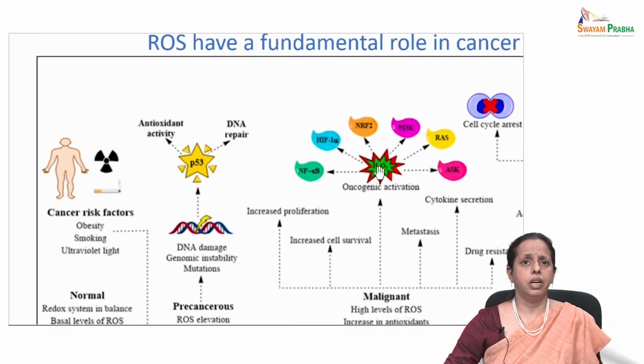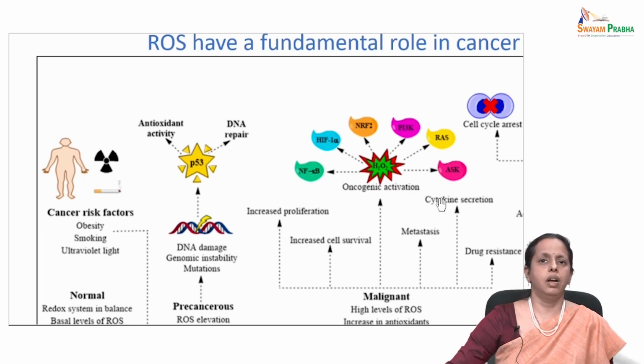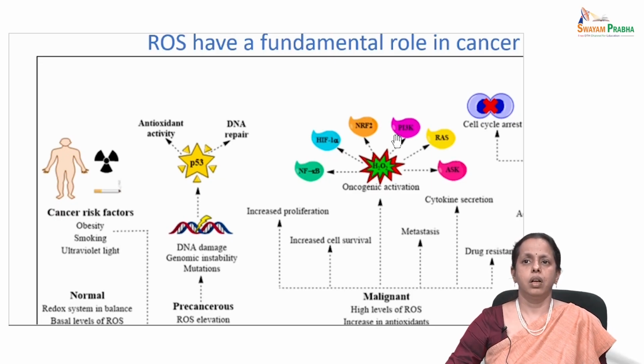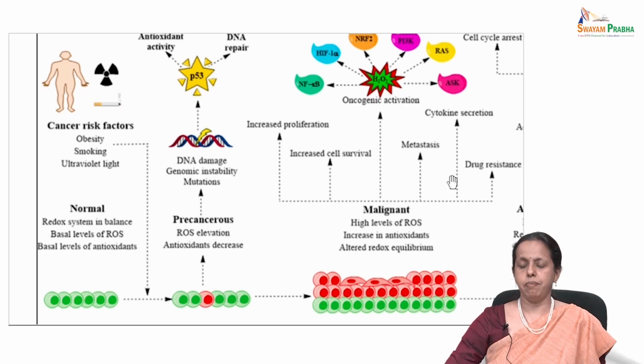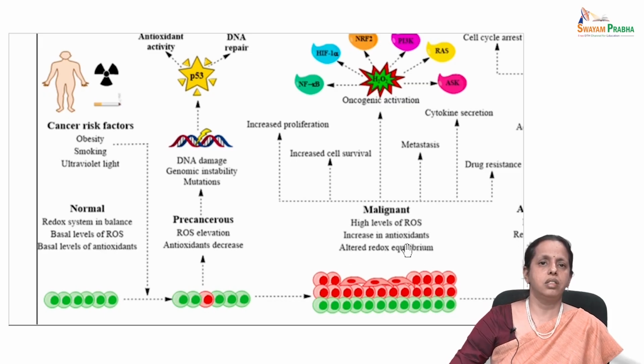Now further on, how do they do that? Whenever the repair mechanisms are insufficient, ROS and antioxidant levels rise, creating a new and altered redox balance, thereby favoring the activation of intracellular oncogenic signaling pathways and maintaining the functionality of cellular components in cancer cells, like the red cells here. These pathways are often related to increased cell proliferation and survival, metastasis, cytokine secretion, and drug resistance. So with high levels of ROS, there is an increase in antioxidants and an altered redox equilibrium, which leads to increased proliferation and cell survival.